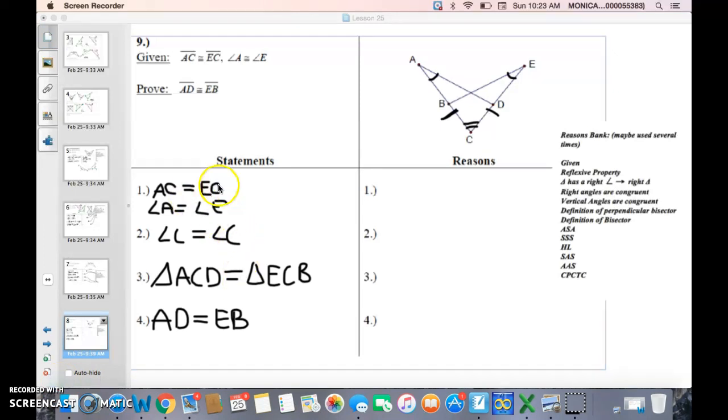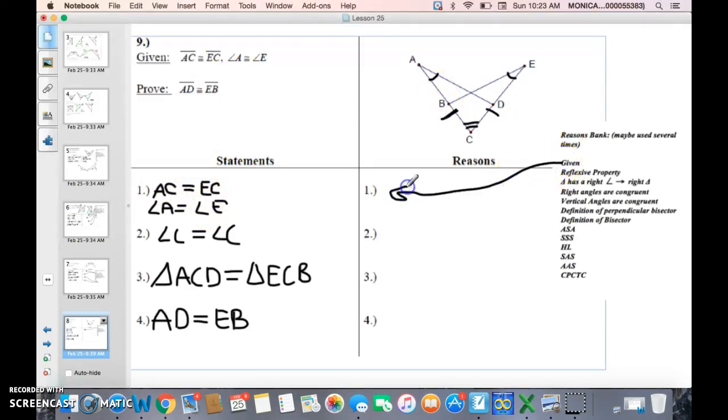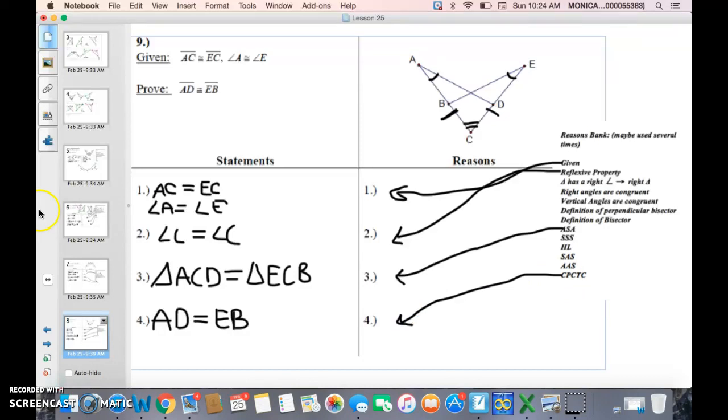Okay, so the first thing I did was read my proof, and I labeled my givens. So the very first thing here is this information is given, so that's my first reason. Then I noticed here that angle C is overlapping in both triangles, and so because they both have that one in common, we call that the reflexive property. Now I can prove that these 2 triangles are congruent because I've got an angle, a side, and an angle. So that would be angle, side, angle right here. And lastly, I can say that the other 2 sides of the triangle are going to be congruent because congruent parts of congruent triangles are congruent.